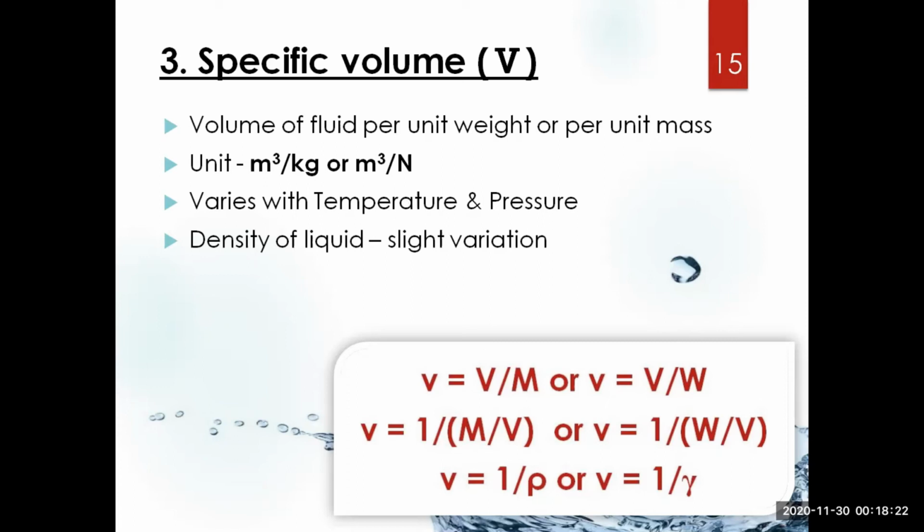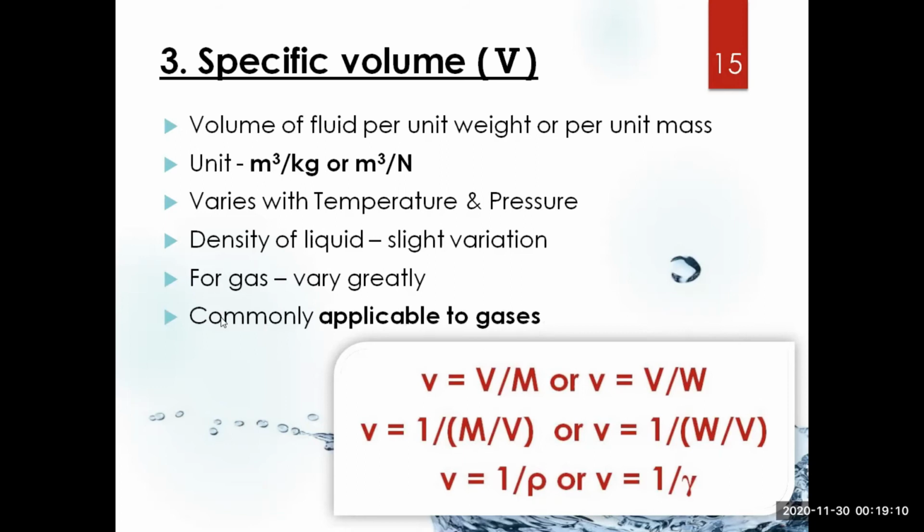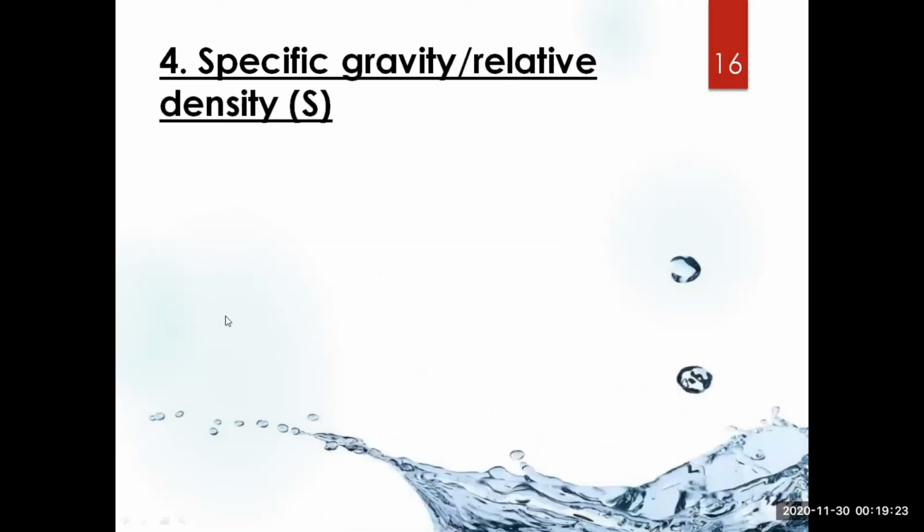And the specific volume for a liquid will have a very slight variation. In case of liquids and in case of gases, it is the same as the weight density, which varies greatly. So the density of liquid will have a slight variation, and gas will have a very high variation with respect to the specific volume. And this specific volume is majorly applicable only in case of gases. It is not applicable in case of liquids. So that is the third property.